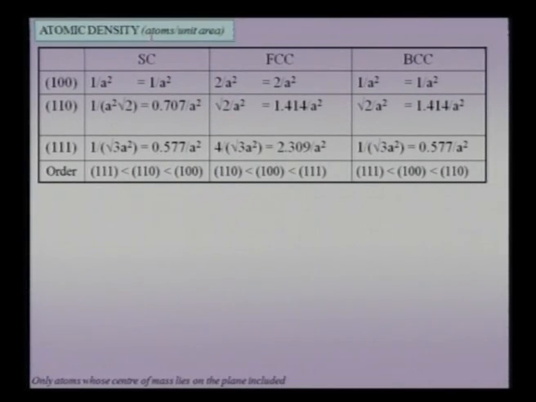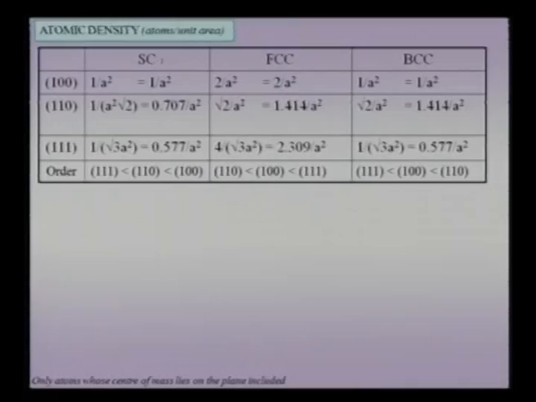Like for instance, and here I am using the definition of atomic density, I am considering only those atoms whose center of mass coincides with the plane in question. Now, the important point to note, which is a conclusion I will jump to first, and then we will see the details: if we take a simple cubic structure, then the 111 plane is the least close packed plane, the 110 is higher density, and finally the 100 has even higher density.